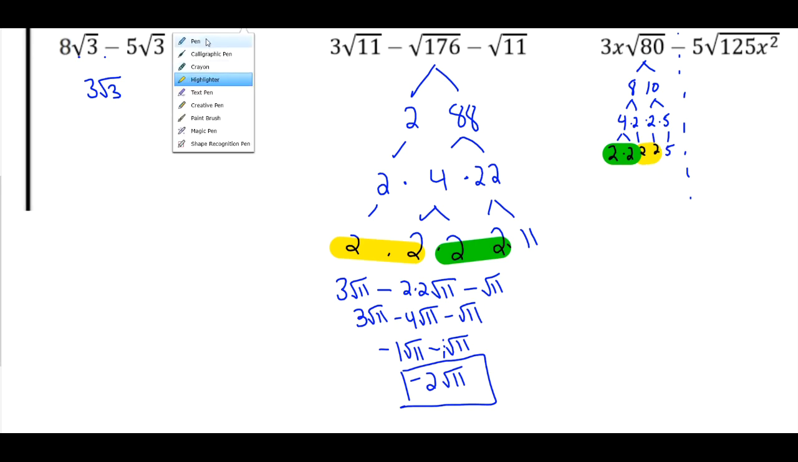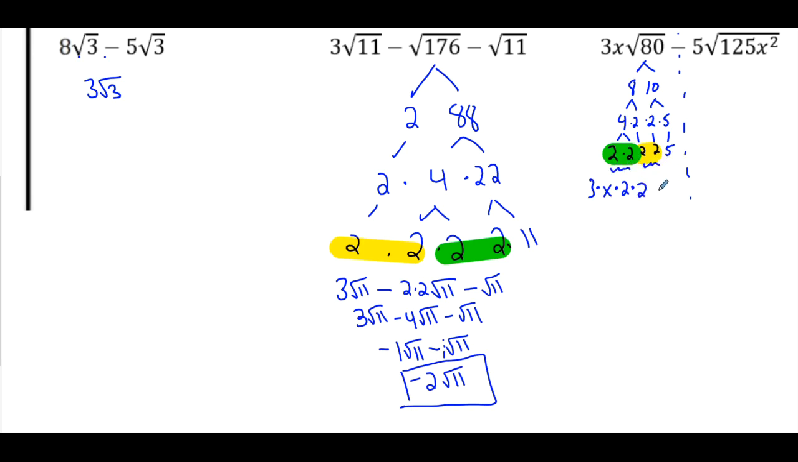Now, notice there's already this 3x out front. So what I've got now is 3 times x times 2 from this set of 2's times another 2 from this set of 2's times the radical of 5, the square root of 5. So when I multiply these, 3 times x times 2 times 2, well, 3 times 2 is 6, times 2 is 12, and I've still got that x. So this first term simplified is 12x root 5.